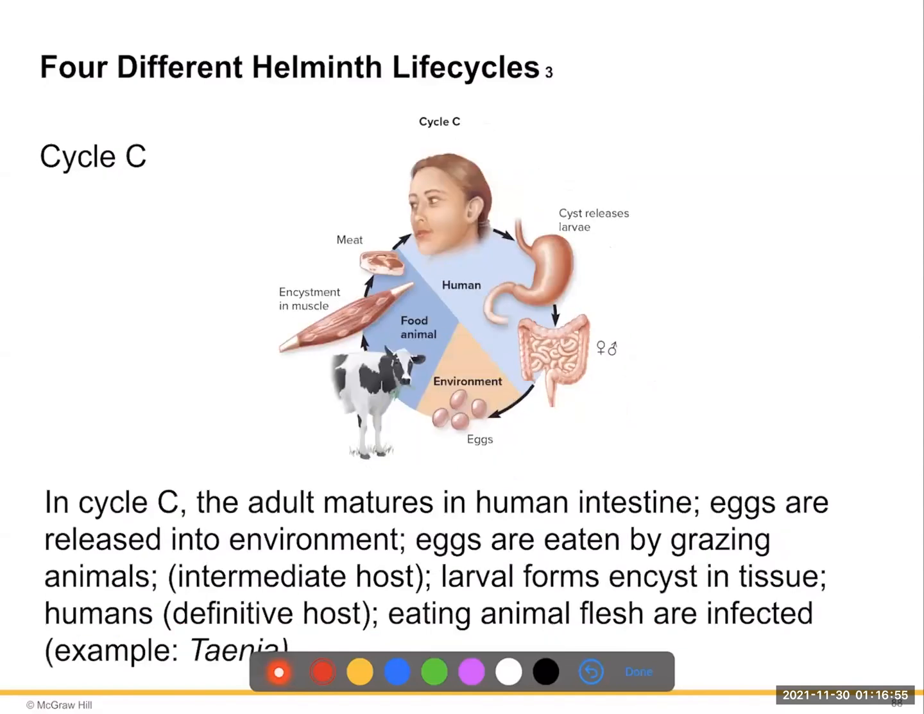Cycle C, the adult matures in the human intestine. Eggs are released in the environment. Eggs are eaten by grazing animals. The animals become the intermediate host right here. Okay, they do not get infected by the parasite. They're just a host for it as it develops. The larva forms a cyst in the tissue. Humans become the definitive host. Eating infected animal flesh causes infection back in the human.